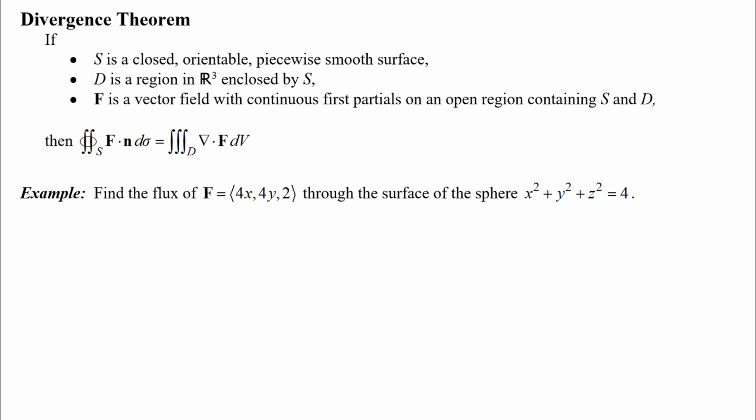Hi, in this video we're going to look at one more theorem which is connected to one of the forms of Green's theorem. So let's look at the details here and then we will look at an example. So divergence theorem says if S is a closed, orientable, piecewise smooth surface.